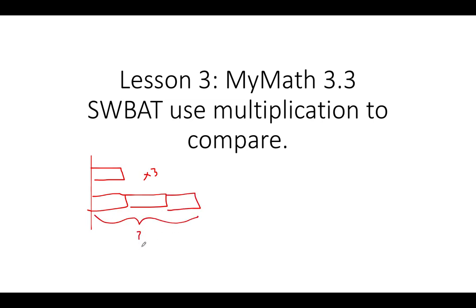So Lisa has $4. Joe has 3 times as much as Lisa. How much does Joe have? There's also multiplicative comparison where they tell you the two amounts, right? So Lisa has $4. Joe has $12. How many times as much does Joe have than Lisa? So where they're asking you for the times as much.